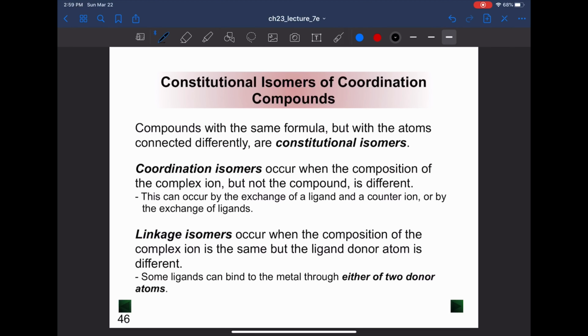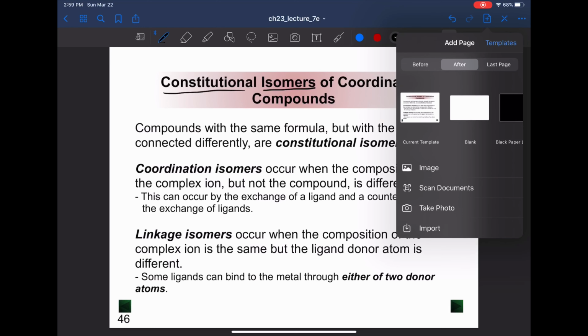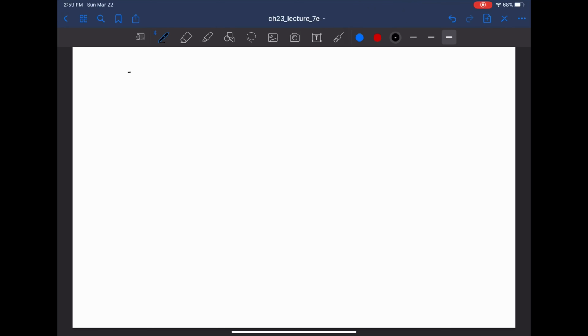Alright, so in this lecture, we'll continue part 2 of transition elements. In this lecture, we'll discuss constitutional isomers of coordination compounds. So let's discuss what an isomer is.